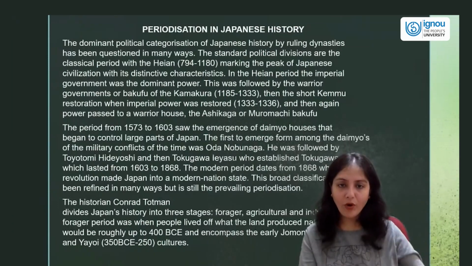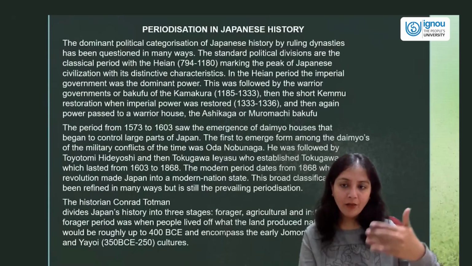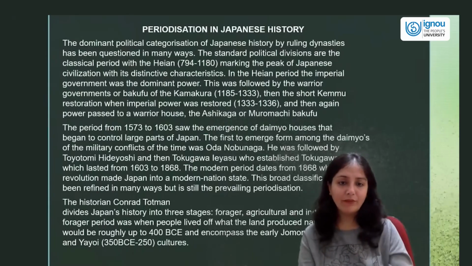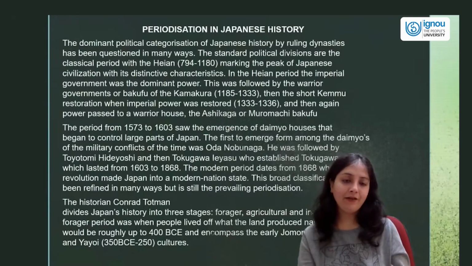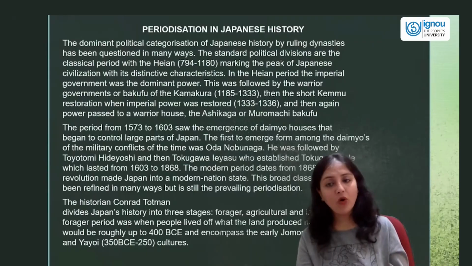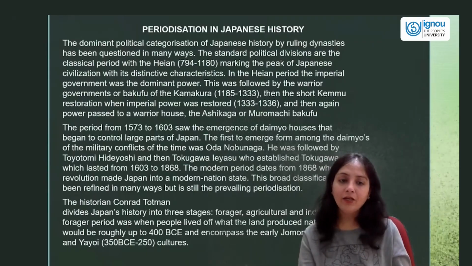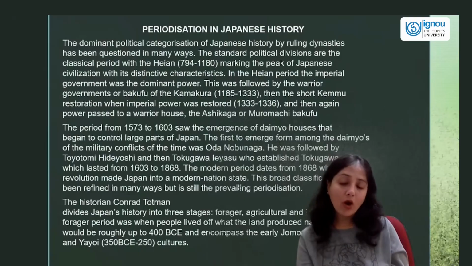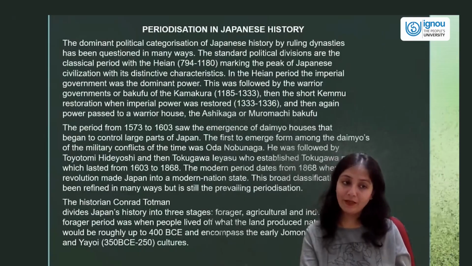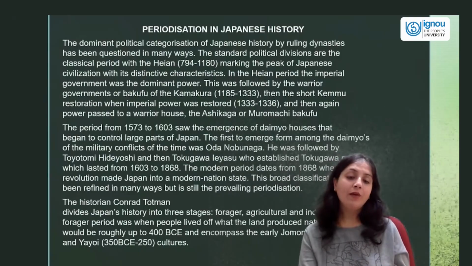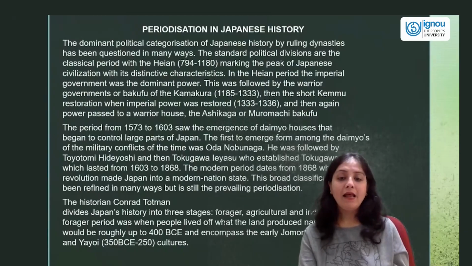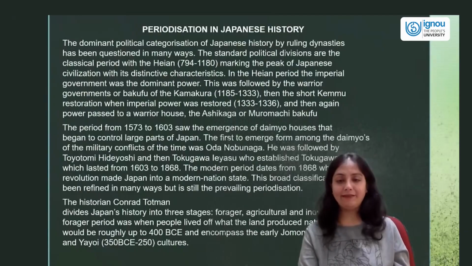Ancient, medieval, modern. Ancient is the Heian period, medieval is the Tokugawa family, which was running the rule at that time, and modern is 1868, and so on. This broad classification has been refined in many ways, but is still the prevailing periodization.